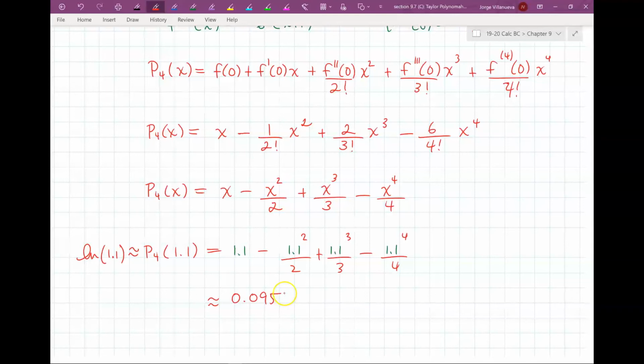0.095. Now let me just check something really quick. It nearly matches the value of the calculator. Yeah, it's almost there, right? It's almost there. So it's close.